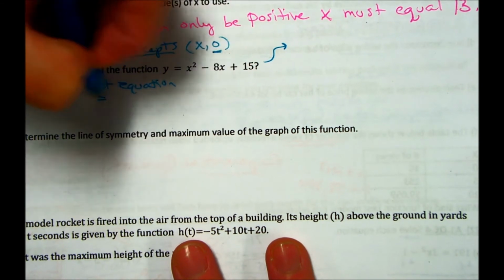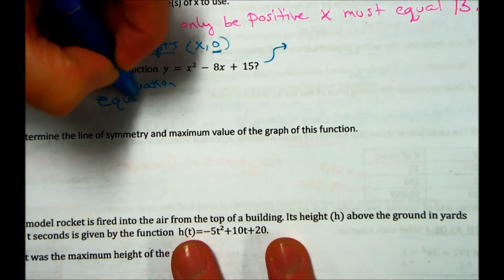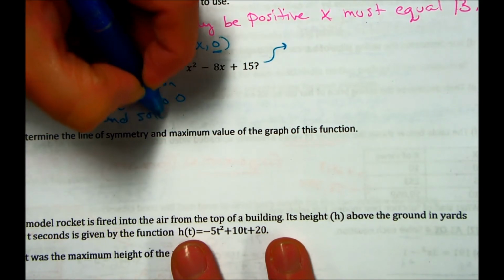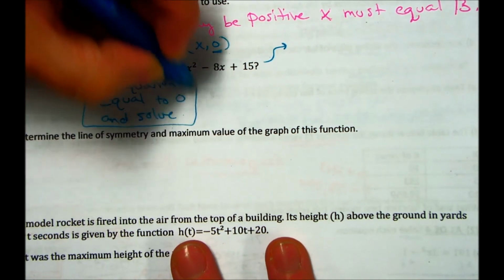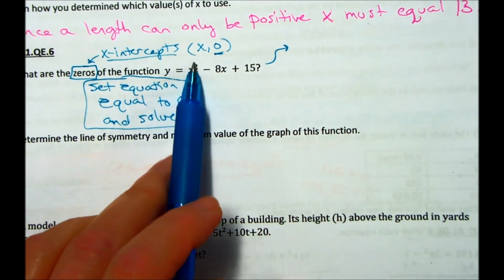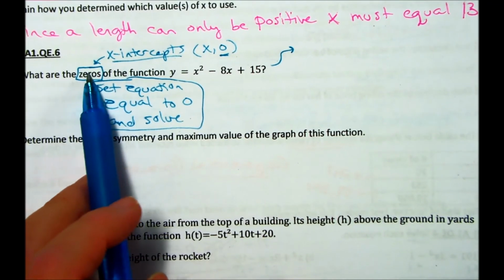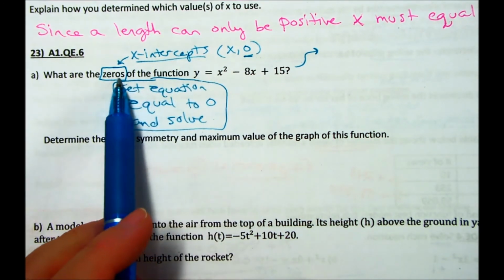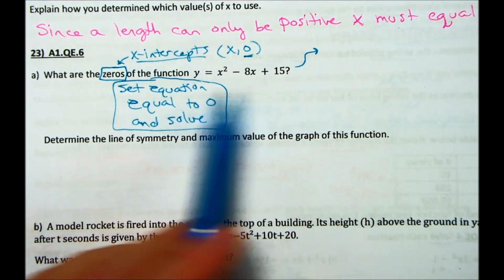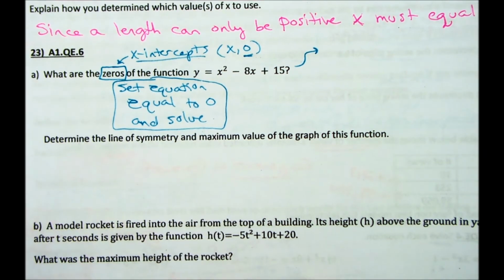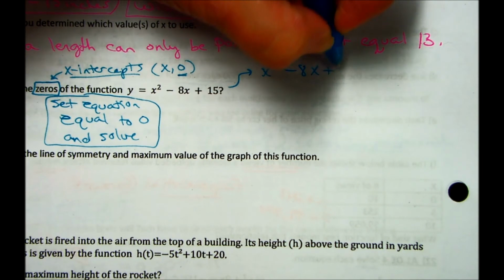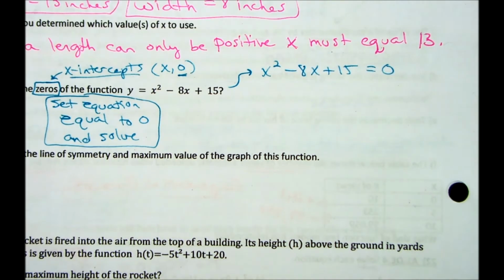Equal to 0, and then solve. So whenever you are given a function and you have to find the zeros of the function, you want to set the equation equal to 0 and then solve it. So x squared minus 8x plus 15 equals 0.